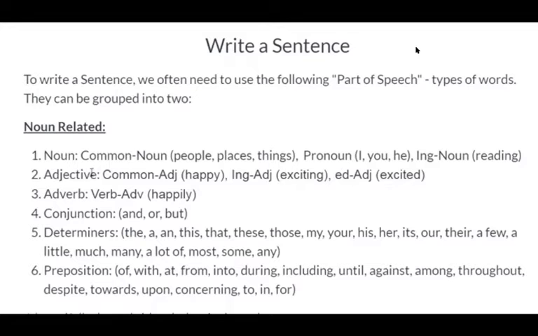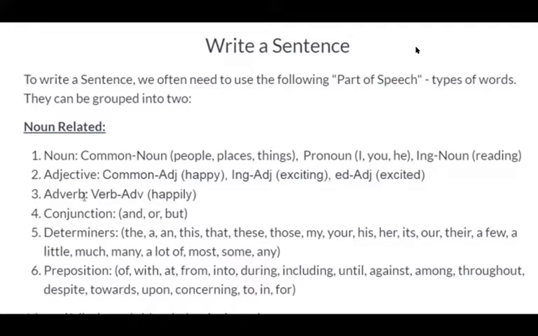Adjective. Adjective is to describe noun. And we have a common adjective. I am happy. For example. And we also have verb ing. Adjective. This is exciting. So it's a verb ing form. I am excited. That's ed, adjective form. So we have different type of adjectives.